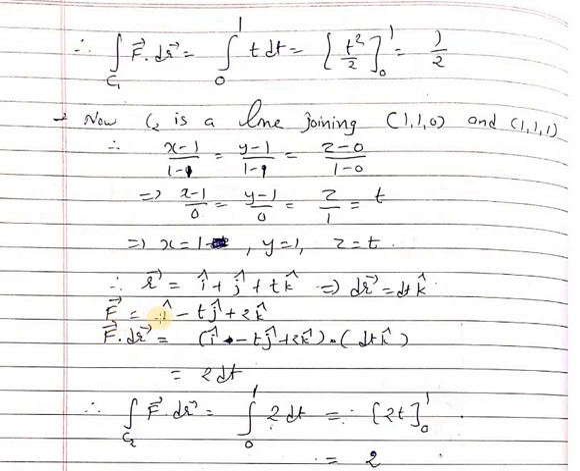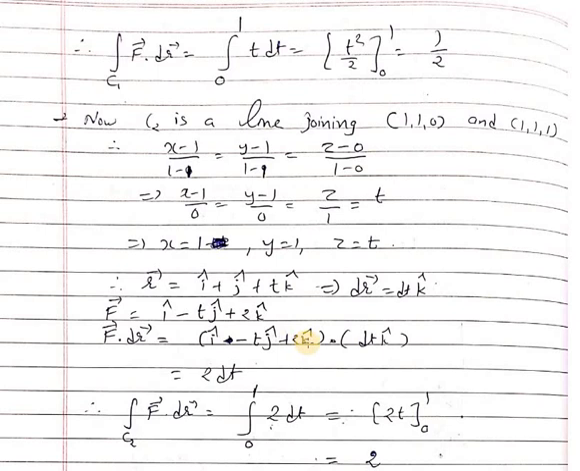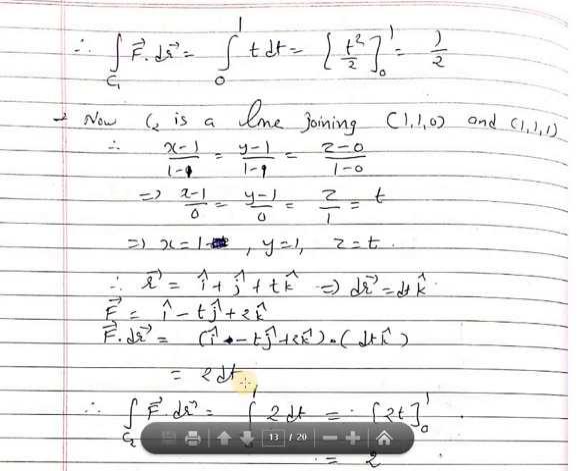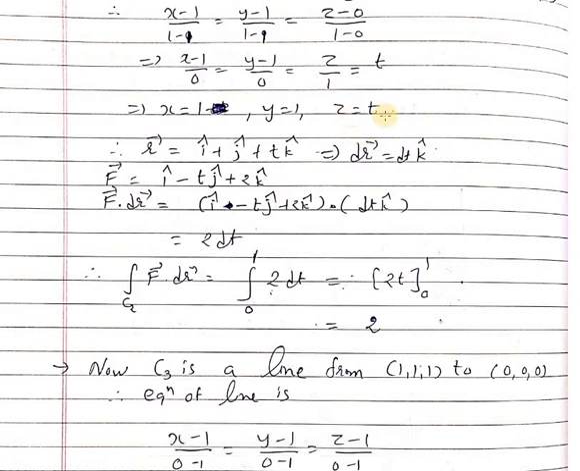So F bar will be i minus tj plus 2k, and that will give you F dot dr is equal to (i minus tj plus 2k) dot dt k, and that will give you 2 dt. Again for C2 you have the limits of z, so z varies from 0 to 1 because t is equal to z, and that will give you 2t, and putting the limits that will give you the answer 2.